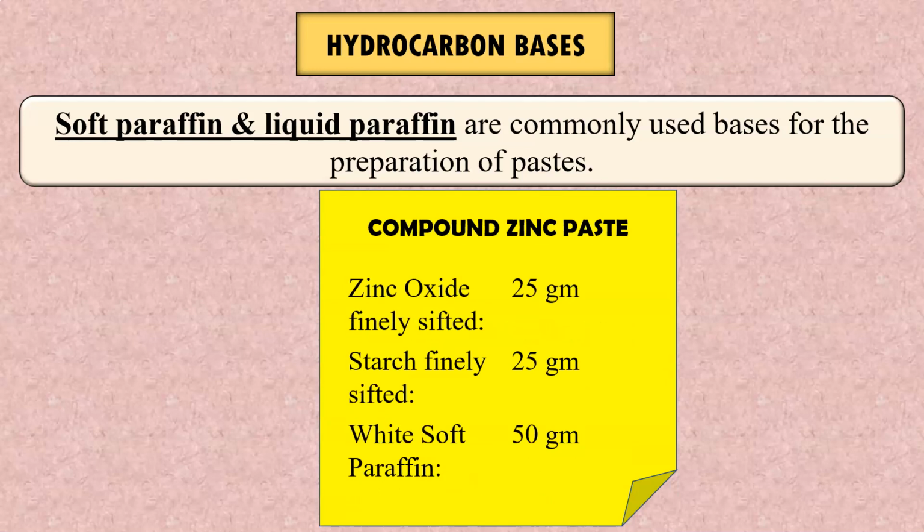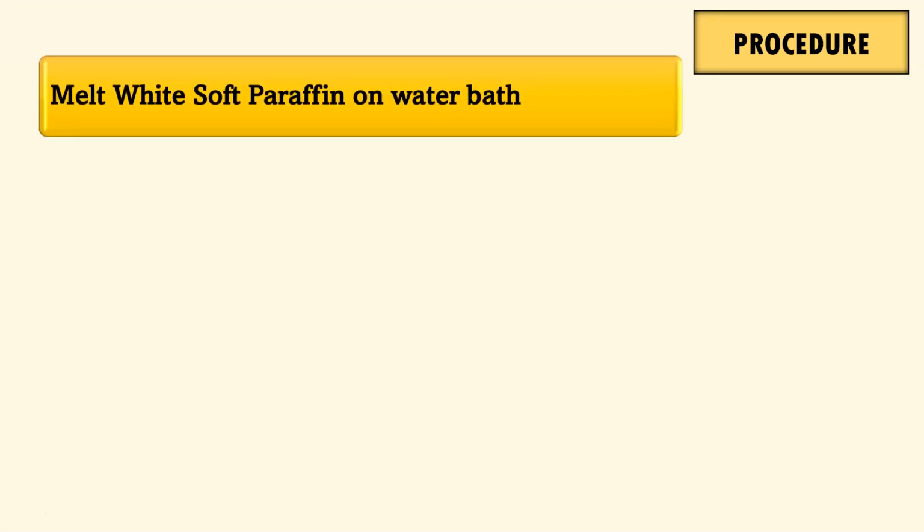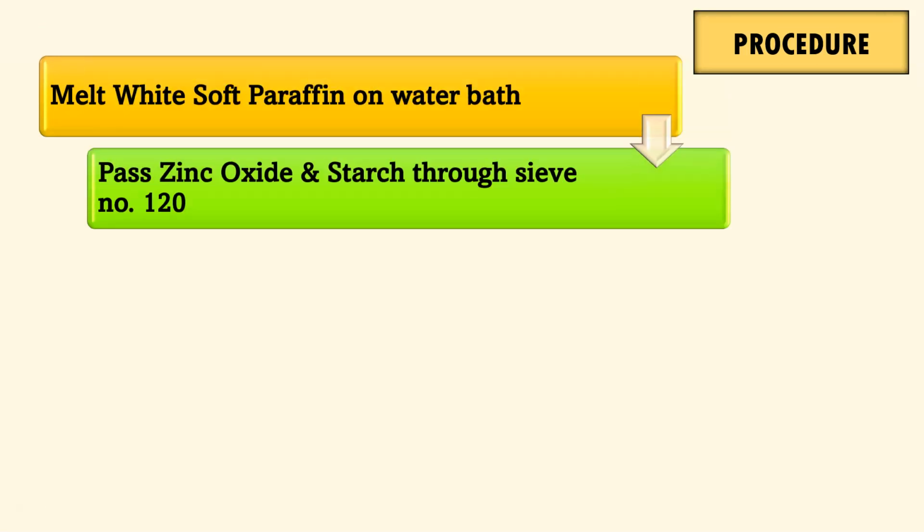This is one example of a paste, compound zinc paste, which contains the ingredients zinc oxide, finely sifted, then starch and white soft paraffin. Now let us see the procedure to prepare the compound zinc paste. The first step is to melt white soft paraffin on the water bath. After that, the next step is to pass the zinc oxide and starch through the sieve number 120.